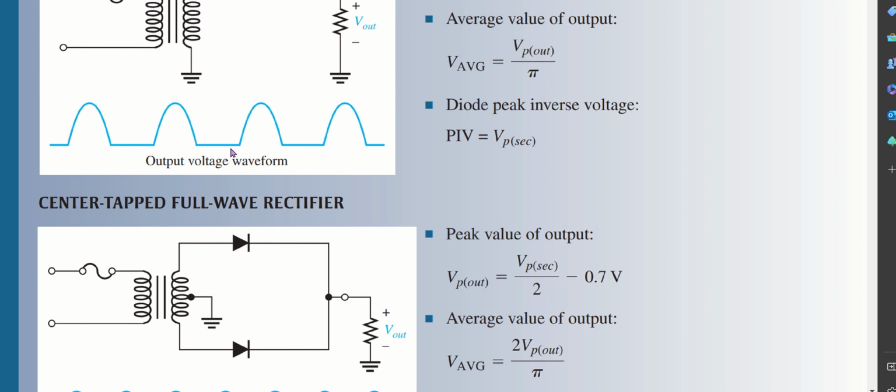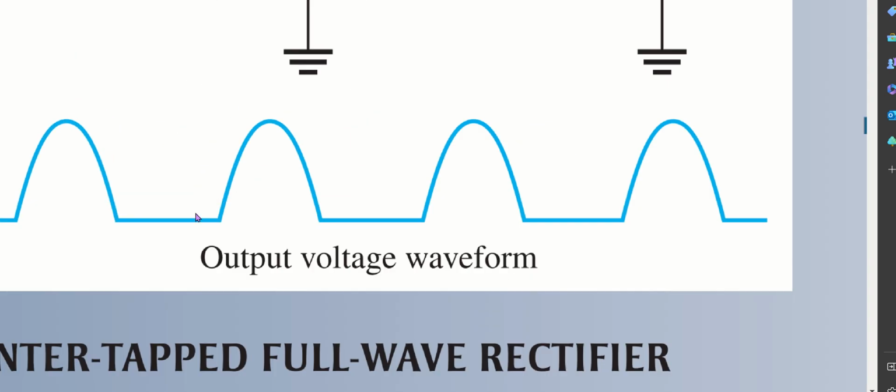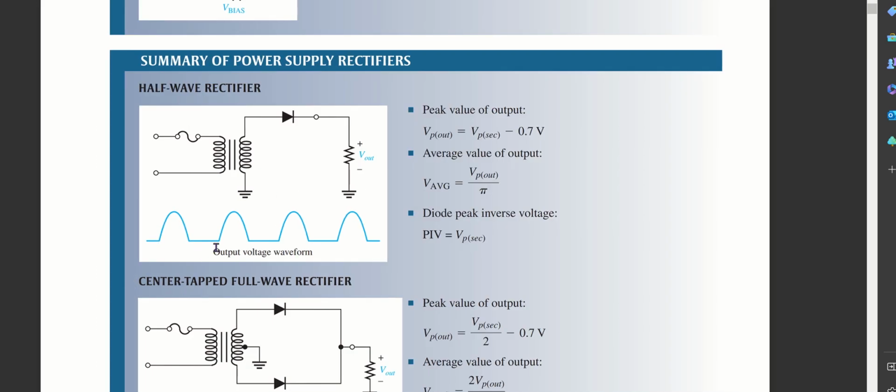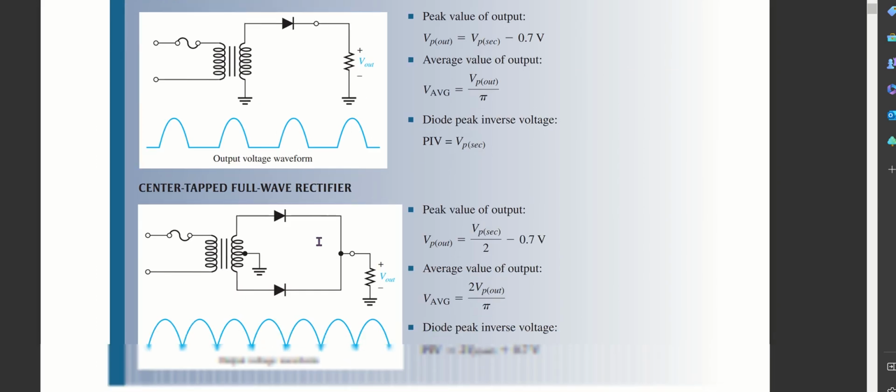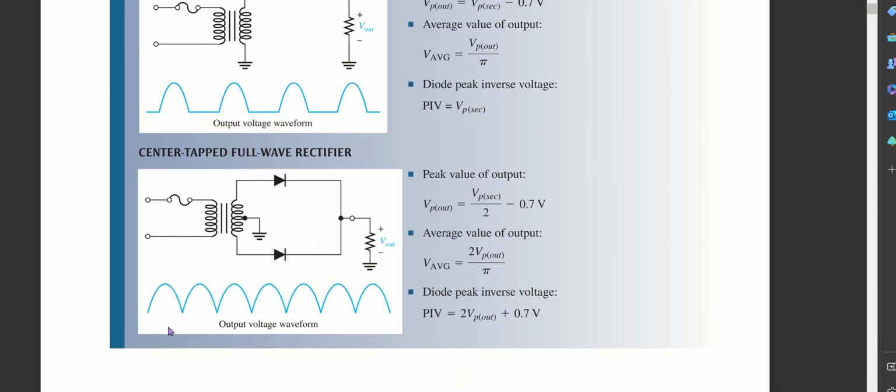While in the half wave rectifier the output waveform would not have the negative values, and it would be empty like this. It would only have the half positive wave. But in the full wave, the half negative wave will also behave like a half positive wave, and we would get constant pulsating DC.